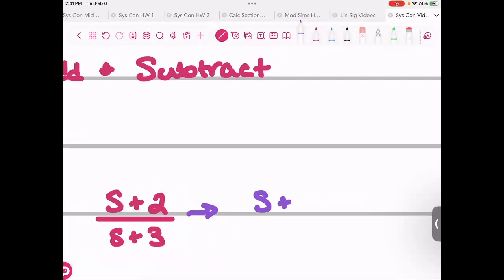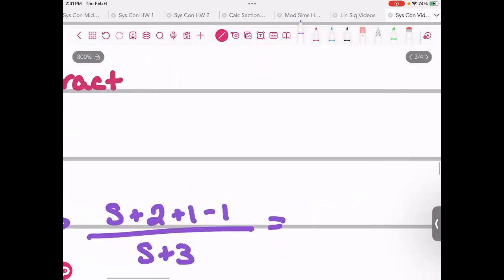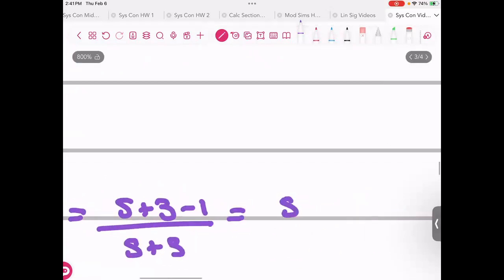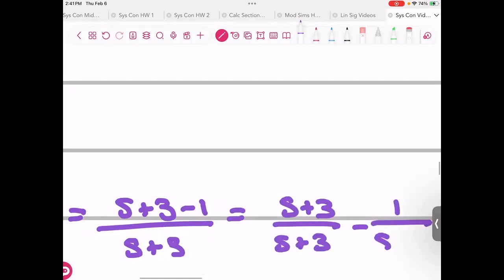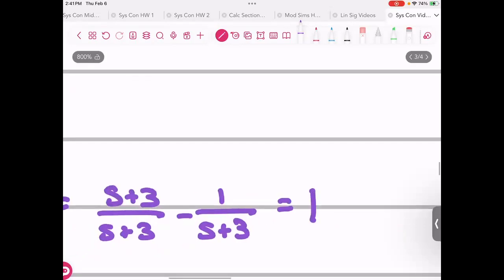So we have our s+2. We want to make it an s+3 so it matches the denominator down here. We do s+2+1, then since we added 1, we also have to subtract 1 over s+3. And that comes out to (s+3-1)/(s+3), which we can then break into (s+3)/(s+3) minus 1/(s+3), which is also equal to 1 minus 1/(s+3). And this will be very helpful once we start doing block diagrams later on.